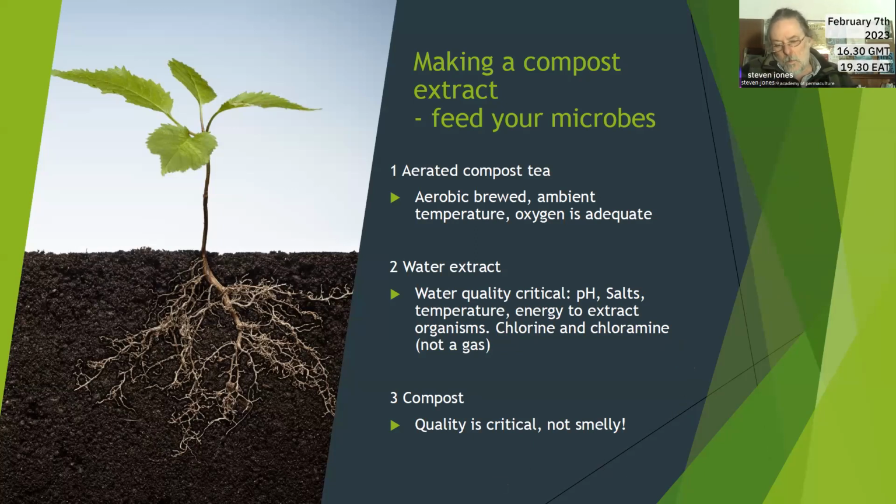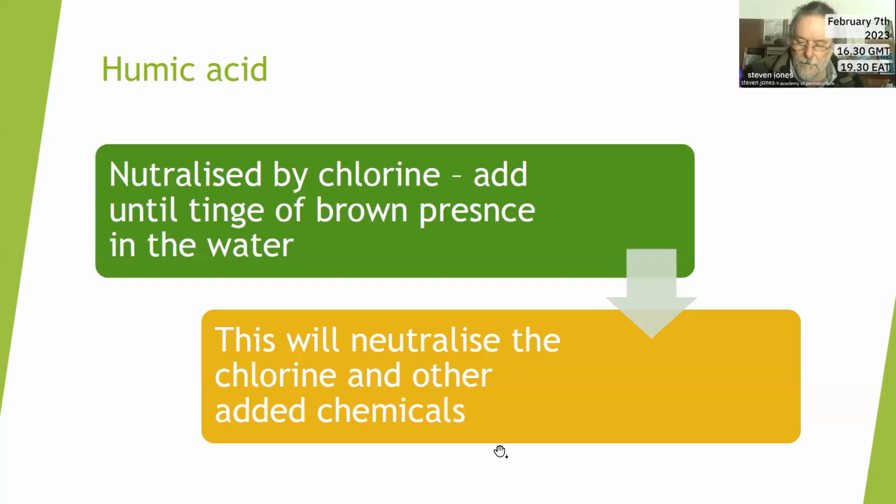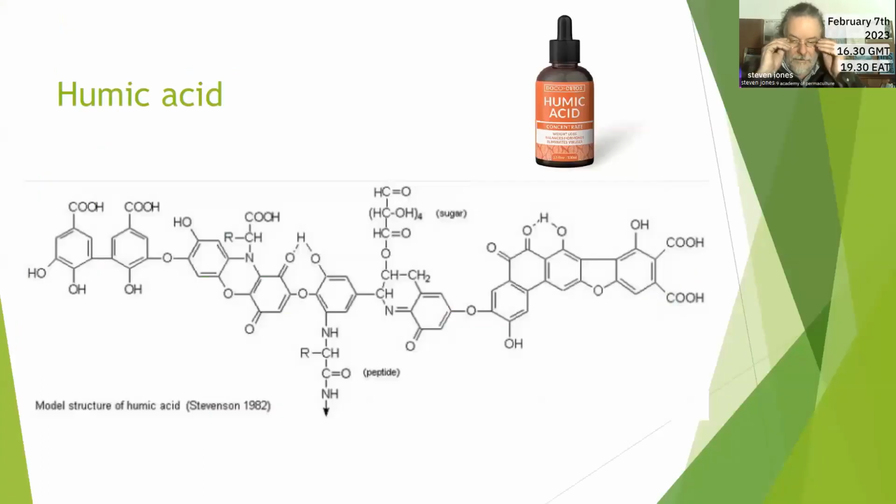Okay, we've created the water with the humic acid. To make our aerated compost tea, we now need to go back to our compost, compost that we've made, and it's good quality. Oh, look, here's a chemical formula for humic acid. Look at this wonderfully complicated molecule of basically carbon, oxygen, hydrogen, a whole bunch of different things bound together. This is a building block of healthy soil systems. You can buy preparations of it, but you can produce it yourself by making good compost.